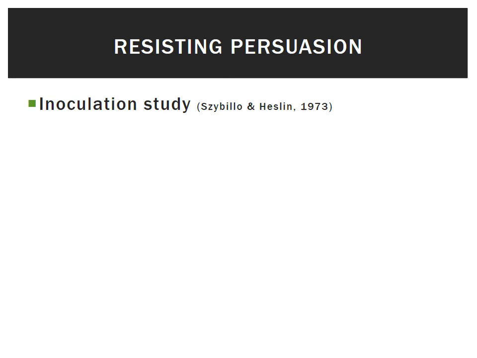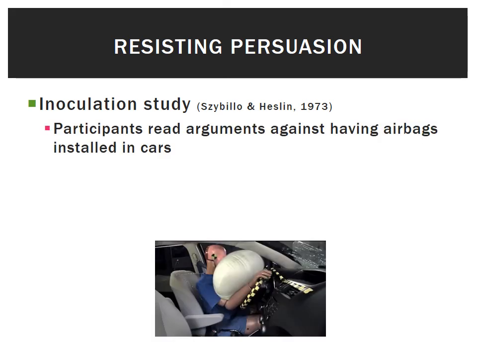So they come up with these kind of weird, seemingly arbitrary, or seemingly overwhelmingly good or bad things that they've never practiced arguing against. Now in this particular study done in the 70s, they had participants read arguments against having airbags installed in cars. So participants were reading arguments saying, hey, we shouldn't have airbags installed in our cars. Even in the 70s, this was kind of an interesting idea.